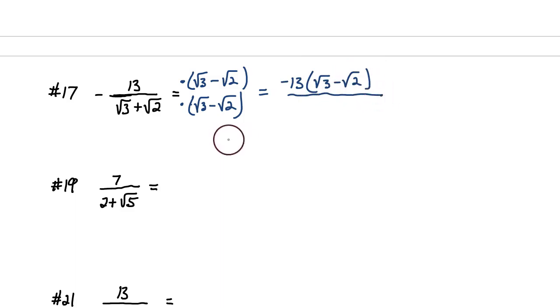And on the bottom, here's what's going to happen. Square root of 3 times square root of 3 is a regular 3. Then positive times negative makes negative. And square root of 2 times square root of 2 makes a regular 2. 3 minus 2 is simply 1. So this is equivalent to -13 square root of 3 plus 13 square root of 2. We don't even have to put it over 1 because there's no need to do that when the denominator is 1.